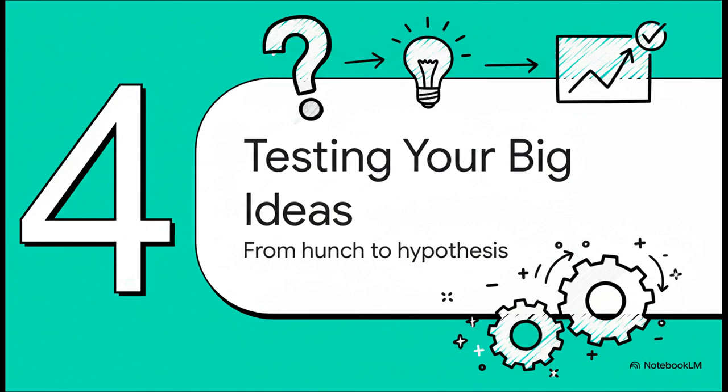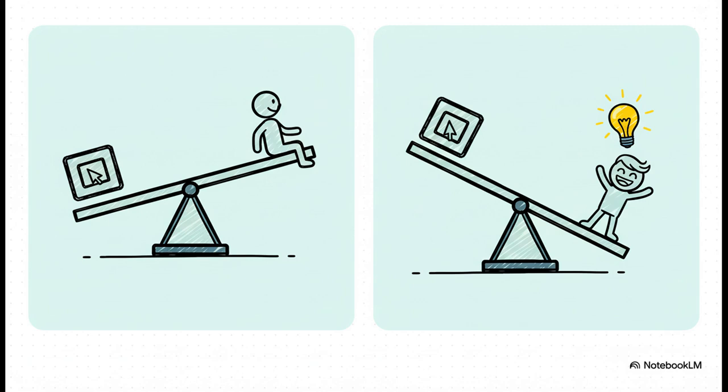Well, now we move on to Section 4, testing your big ideas. This is where we go from just having a hunch about something to formally testing it as a hypothesis. When you're testing an idea with stats, you're always dealing with two competing hypotheses.